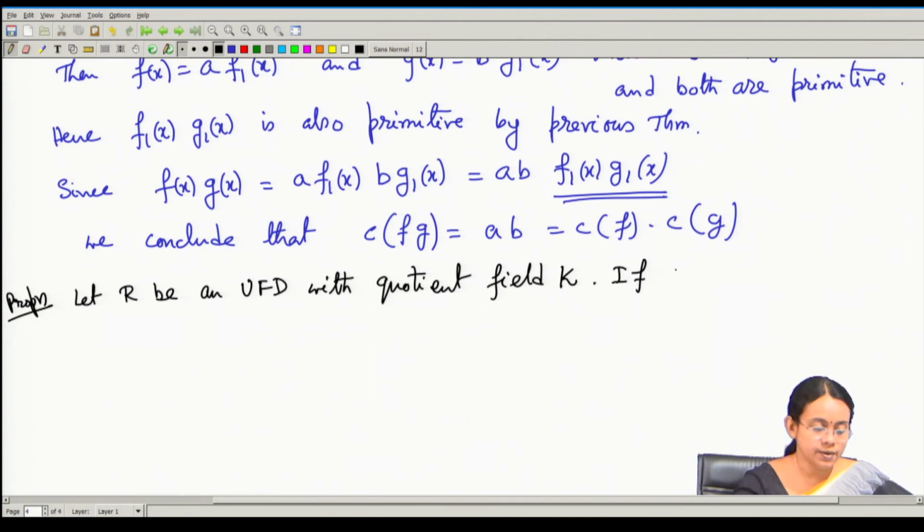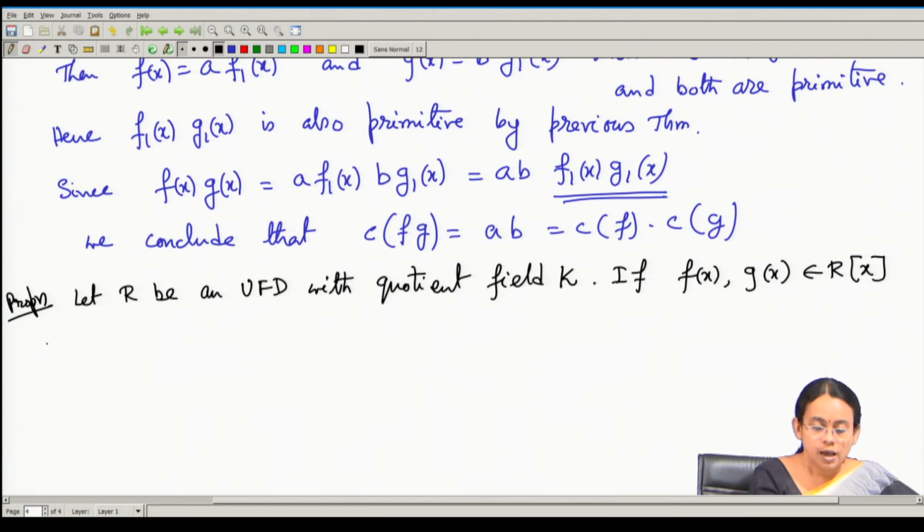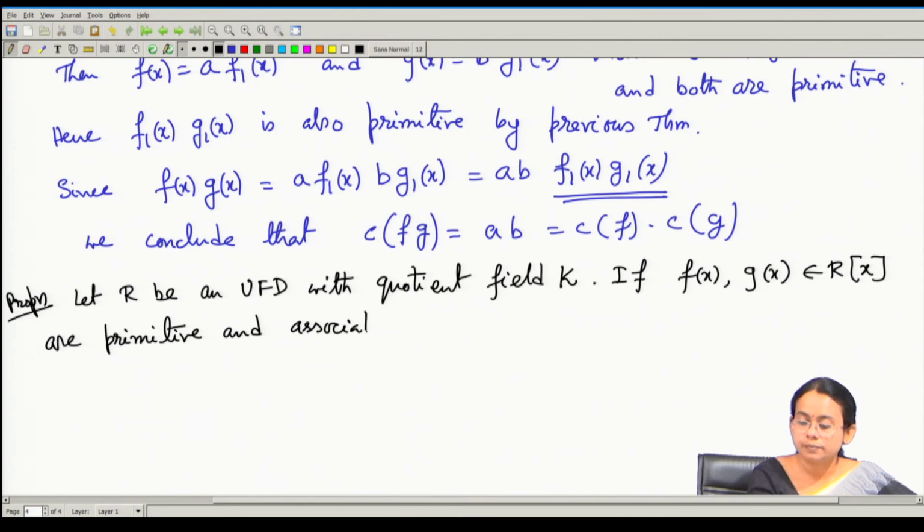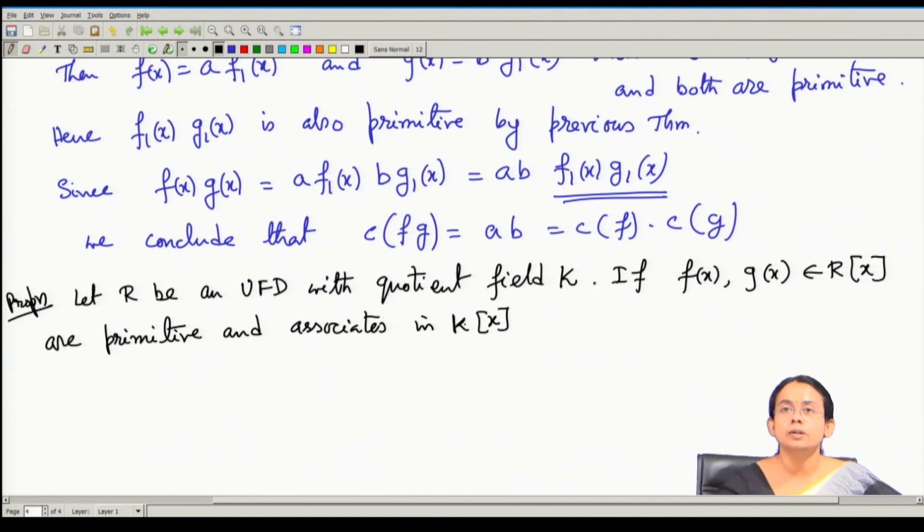Now it says that if I choose two polynomials f(x) and g(x) in R[x] that are primitive and associates in K[x]. So though these are polynomials over R, I can consider them as polynomials over K also, and I am assuming that in K[x] they are associates. That means one of them can be written as some unit times the other polynomial. Then this property that they are associates will be carried over to R[x] also.